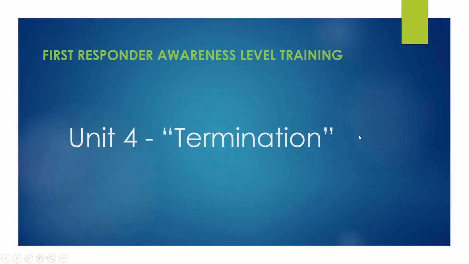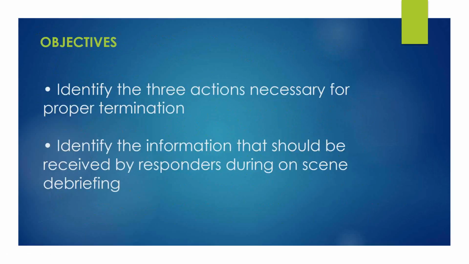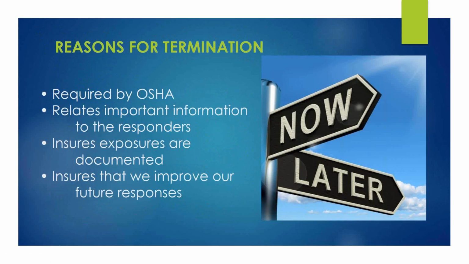And the last unit is unit number 4, termination. This is going to talk about how we wrap up an incident. Our objectives for this are to identify 3 actions necessary for proper termination of a hazmat incident, and to identify the information that should be received by responders during an on-scene debriefing. Now, for EMS providers, we'll be leaving the scene quickly with patients, so we may have to catch the tail end of this, and it may not specifically be on-scene for us.